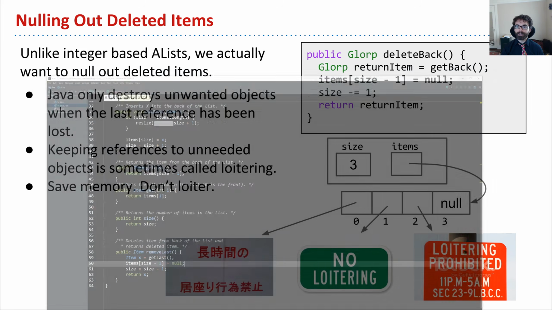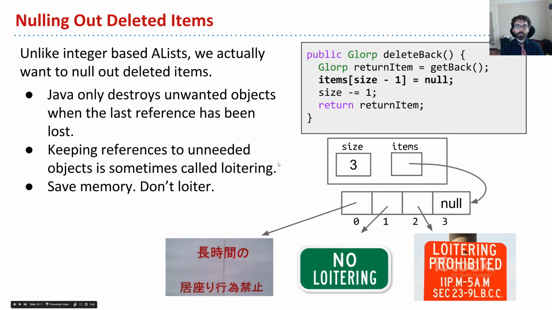So why are we shooting the bird here? What's going on? Well, the issue is, imagine here we have an array that happens to hold pictures of loitering signs. So in position 0, we have this one. In position 1, we have this one. In position 2, we have this one. So remember that Java only does garbage collection when the last reference has been lost. If you keep a bunch of references around to unneeded objects, then that object will persist somewhere in memory. So this image could actually be maybe a megabyte in size. And because you're keeping the address stored of this object, Java will never delete it. So this is considered loitering.